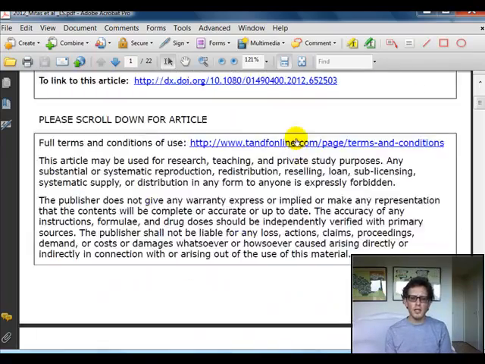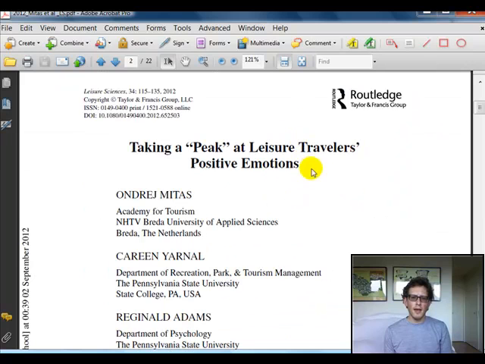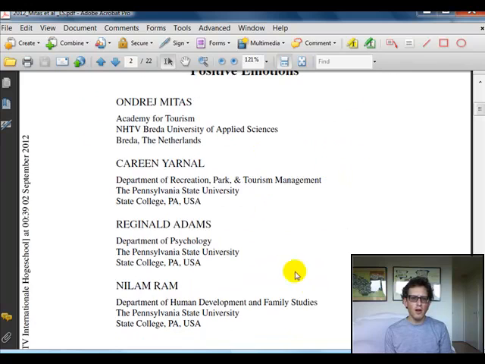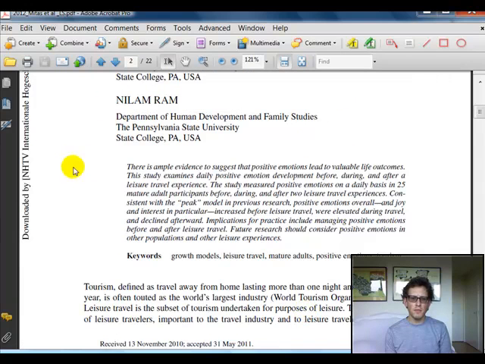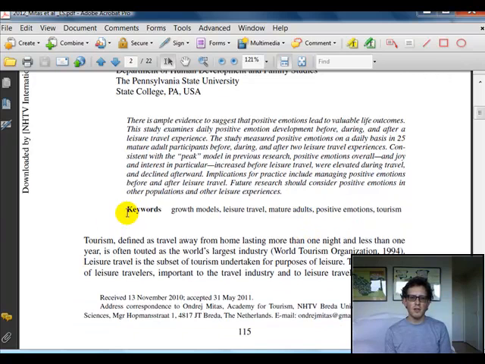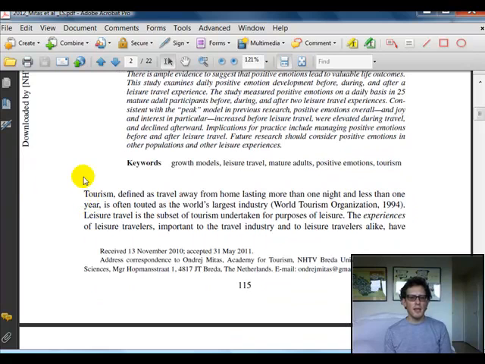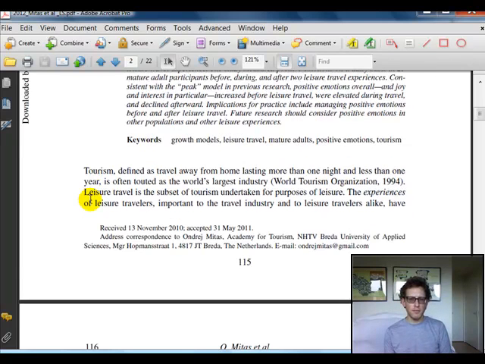So this is from Leisure Sciences. There's the title. There are my co-authors. This little part in italics, this is called an abstract. It's just a summary of the main points of the article, and the keywords are there for database searches. Now, in this article, the text begins right away with a definition of tourism, and it's the world's largest industry, blah, blah, blah. This is the beginning of the introduction.